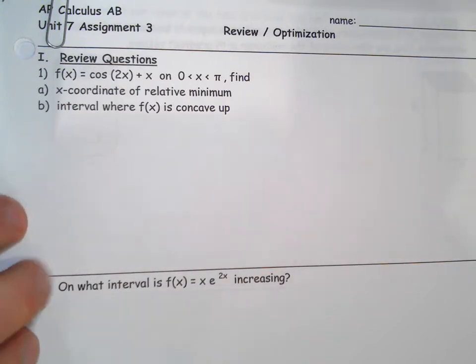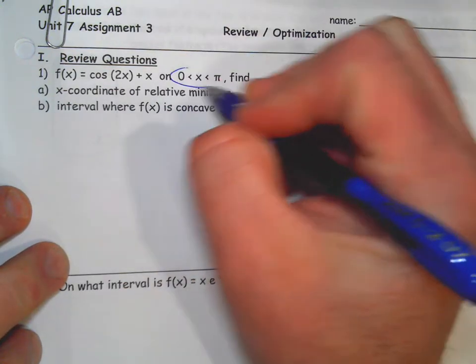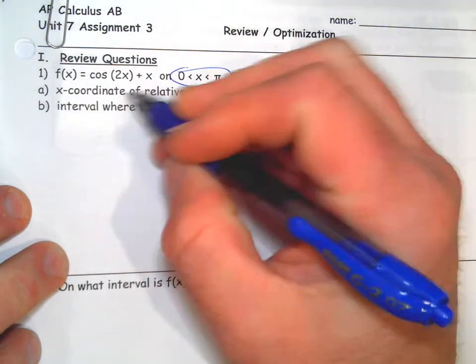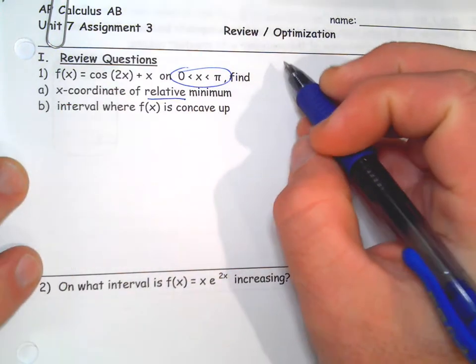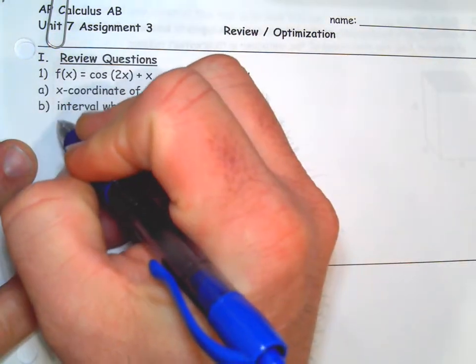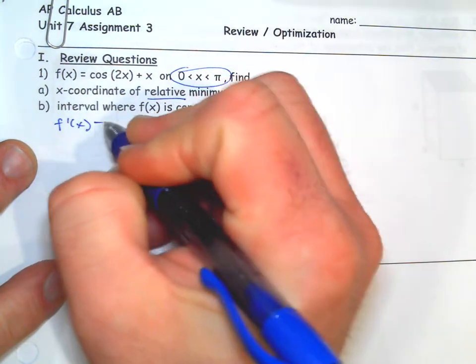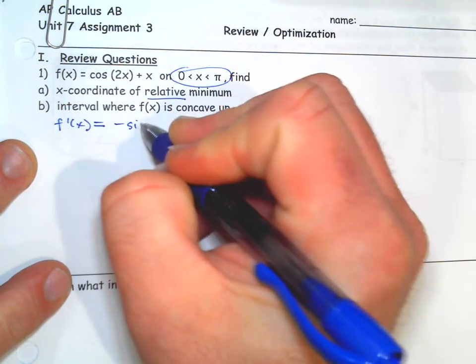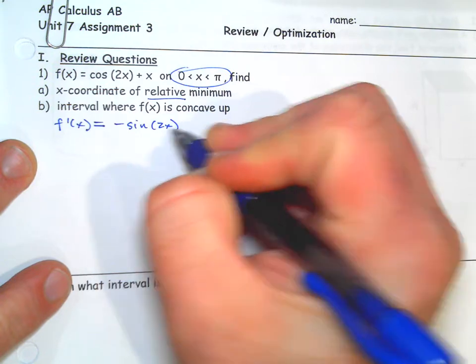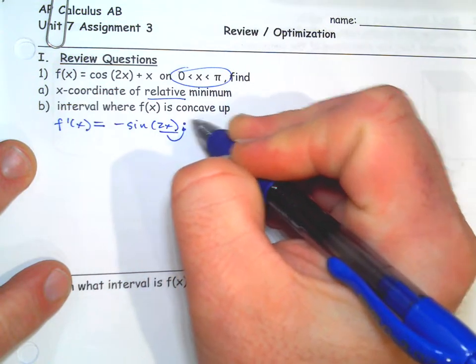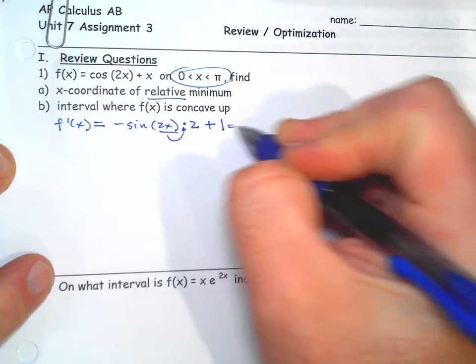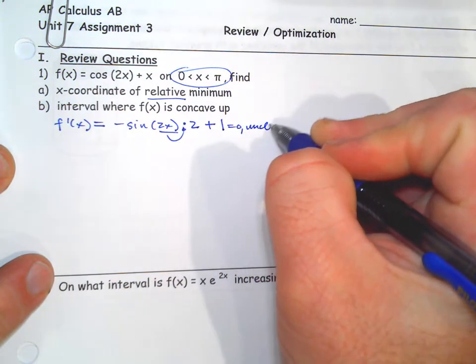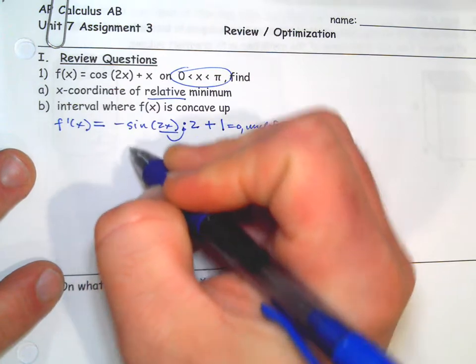So it says 0 to pi, an open interval. Find the x coordinate of the relative minimum and the interval where f of x is concave up. We definitely need to find the first derivative. Derivative of cosine is negative sine. Leave the inside the same. Chain rule says multiply by the derivative of what's inside afterwards. Plus the derivative of x is 1. I'm going to set it equal to 0 or undefined to find critical points.